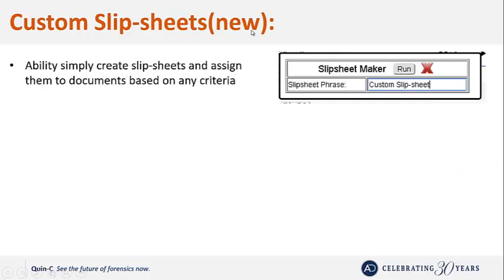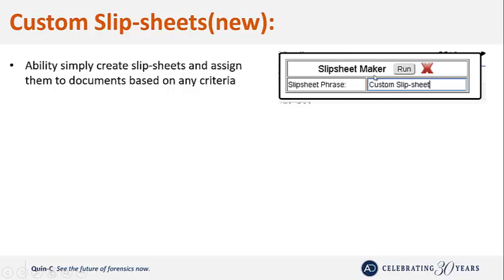A custom slip sheet. This came from customer request. In Summation, it's fairly difficult to get in slip sheets. You have to create them on the outside, then you have to upload them. You have to upload them to target documents. It's a bit of a headache, in my opinion. This has made it way, way easier.